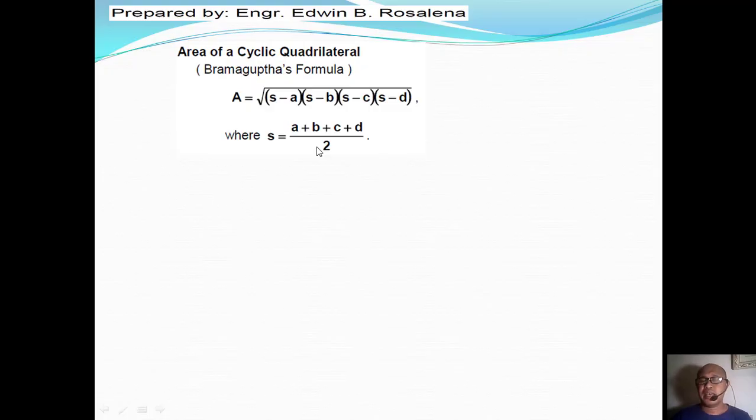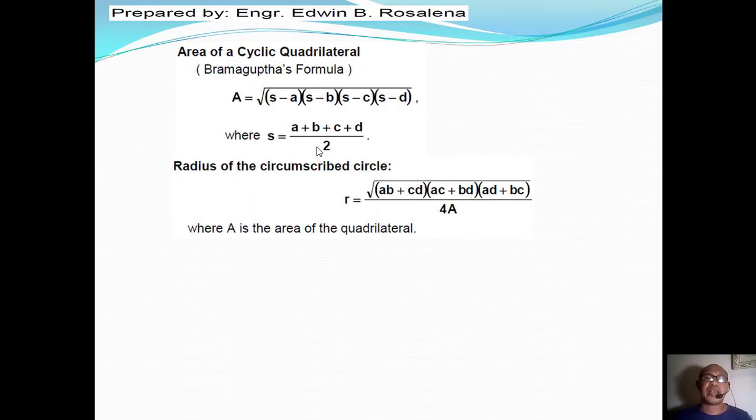Then we have also the radius of the circumscribed circle. So we have here R equal to this. So again, this is only if you are given the four sides, no? Compute the area and then solve for the R. But again, if in case you are given some other parts, so possibly, you have another way of solving for the radius of the circumscribed circle of the triangle without using this formula.